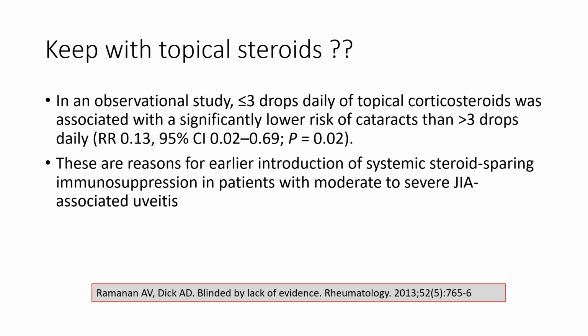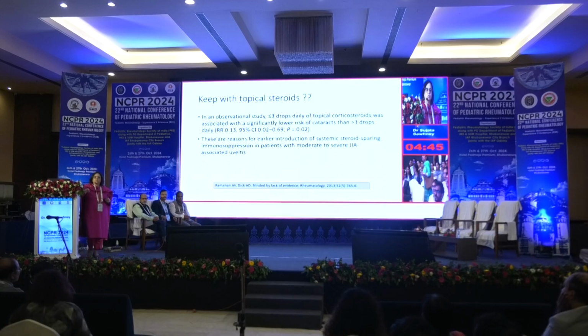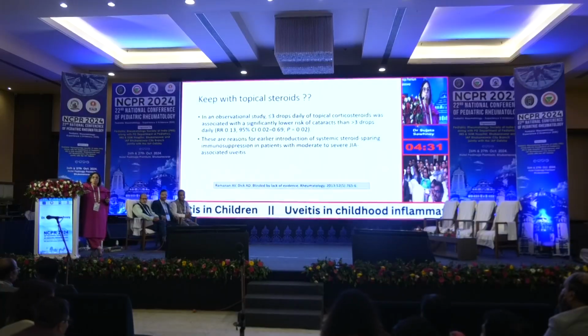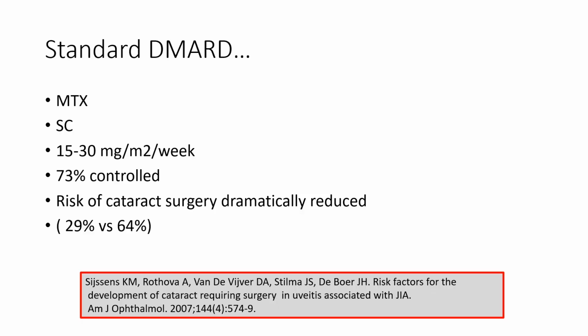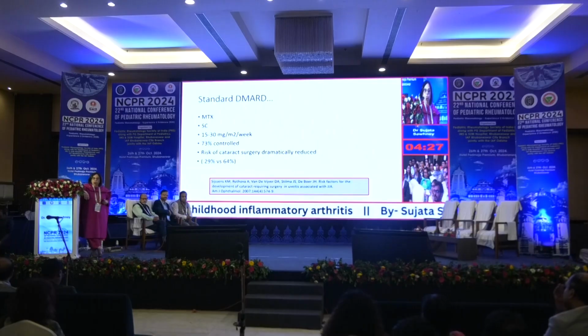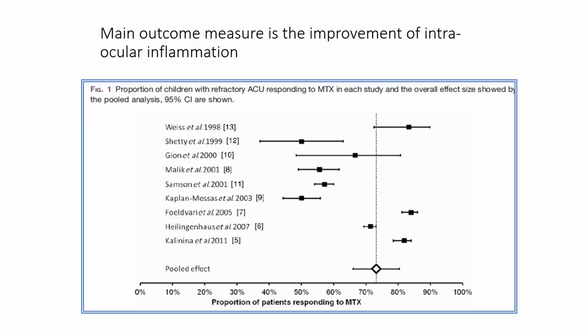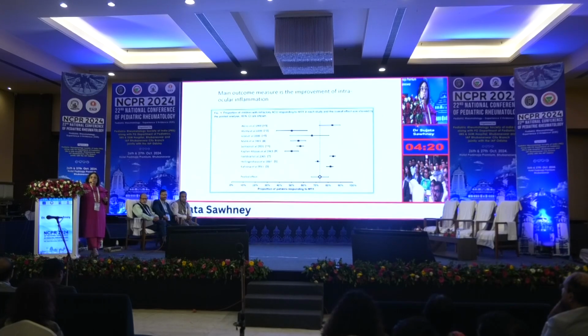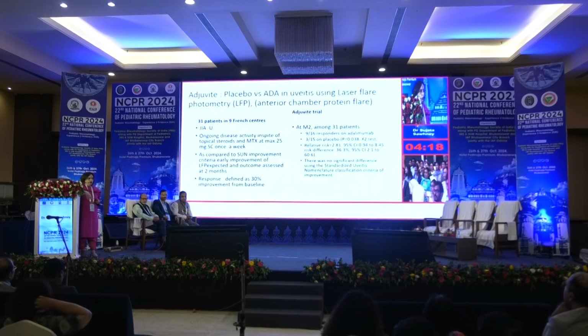So what about the steroid use topically? There's excellent data to show that if you use more than 2 drops of steroid for more than 3 months, you dramatically increase the complication risk in these patients. So please don't do that. If your patient is requiring more than 2 drops for 3 months, you need to add a synthetic DMARD. Which DMARD? Methotrexate. Pool data, what does it show you? Efficacy of methotrexate in the proper dose is 73% for managing uveitis.